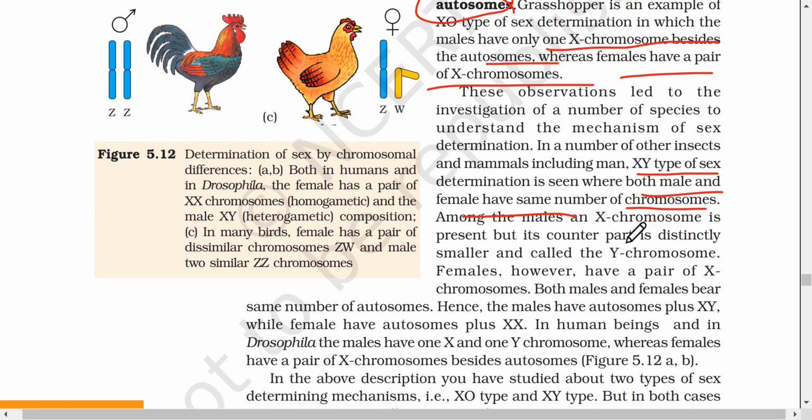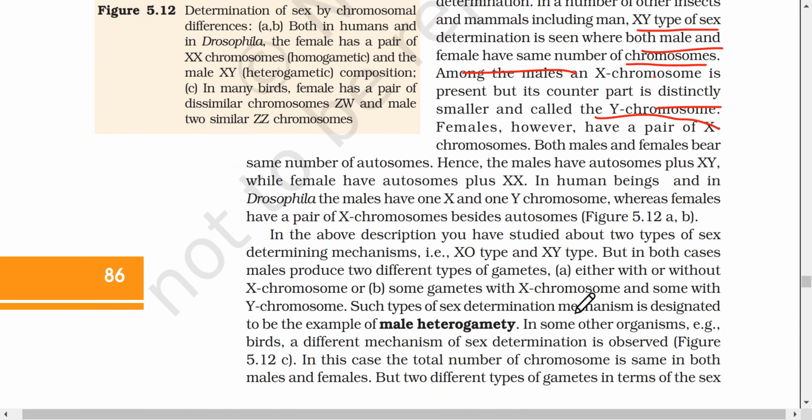Among the males, an X chromosome is present, but its counterpart is distinctly smaller and called the Y chromosome. Females, however, have a pair of X chromosomes. Both males and females bear the same number of autosomes. Hence, the males have autosomes plus XY, while the females have autosomes plus XX. In human beings and in Drosophila, the males have one X and one Y, whereas females have a pair of X chromosomes. The Drosophila may be the same हो रहा है.